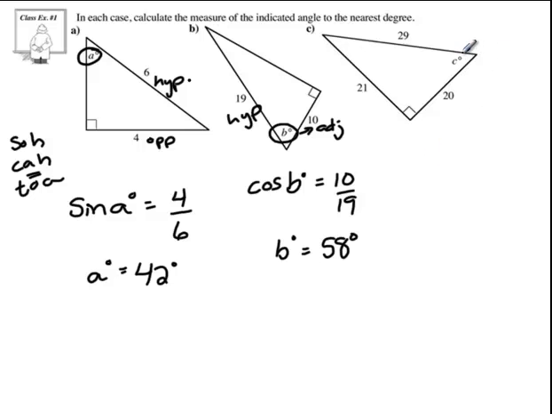Now for the last one, angle C, I actually know all of my side lengths, so I can use sine, cosine, or tan. It really doesn't matter. Use whichever one seems most obvious to you. I chose to use sine. It's just a very common trig ratio. I use sine a lot. So sine of angle C is going to be equal to the length of the opposite side, which is 21, that's a 1, divided by 29.